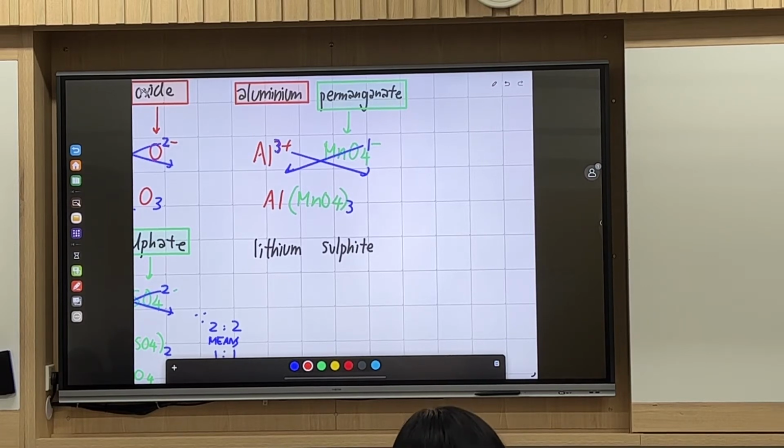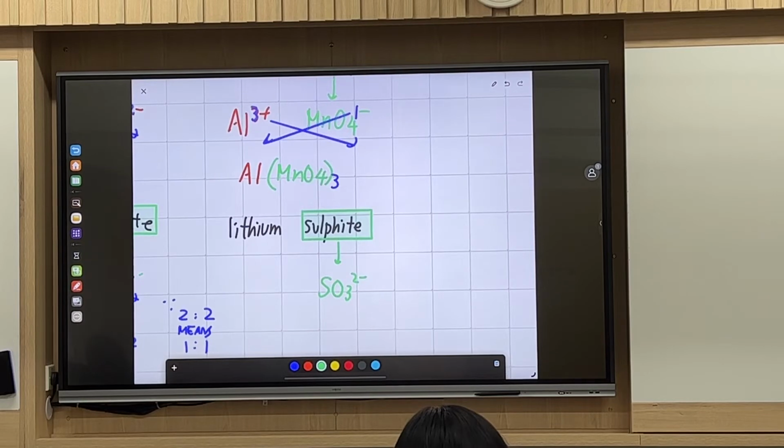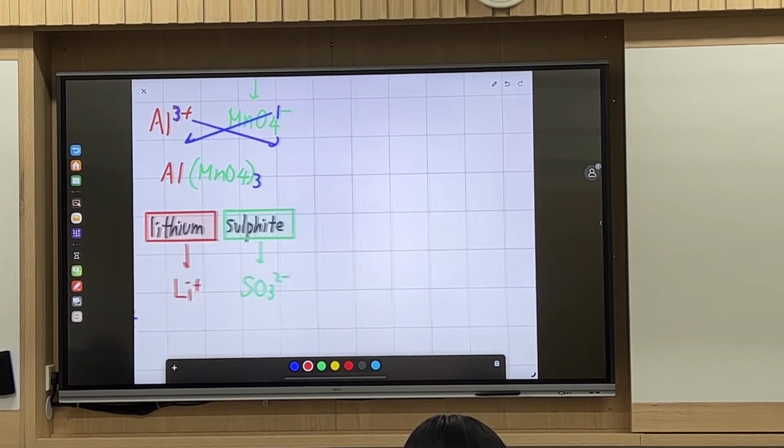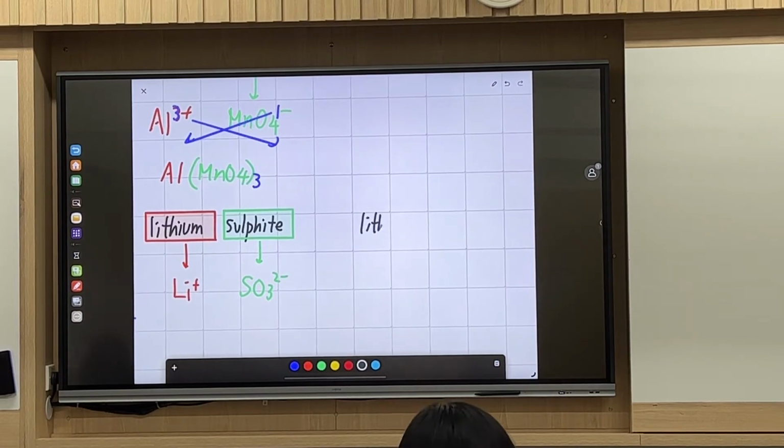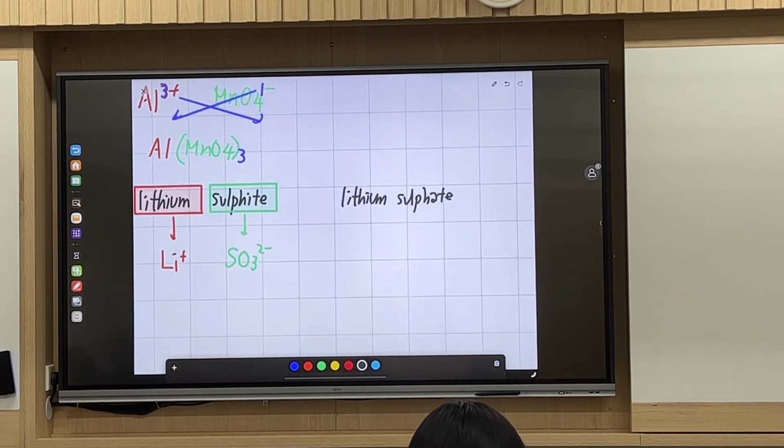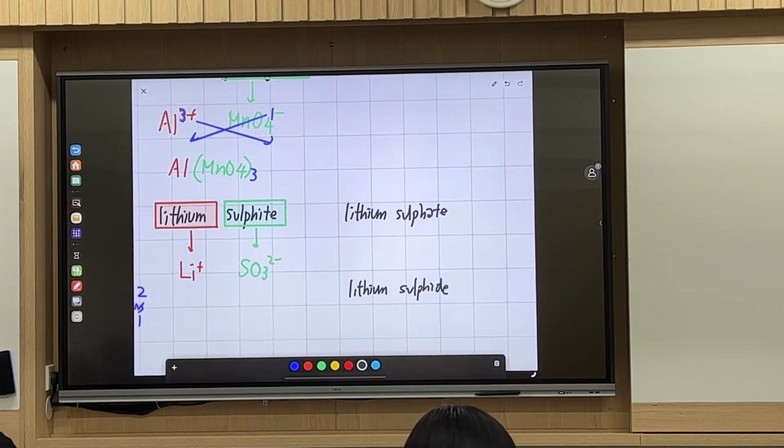So Li2SO3. Sulfite is SO3 2 minus. That's why I want you to mind the difference between sulfite and sulfate. Can you put down another example by the side, which is lithium sulfate? Okay, lithium sulfate. And yet one more example on the side, lithium sulfide. If you think that they are all the same, you're wrong. They are all different.